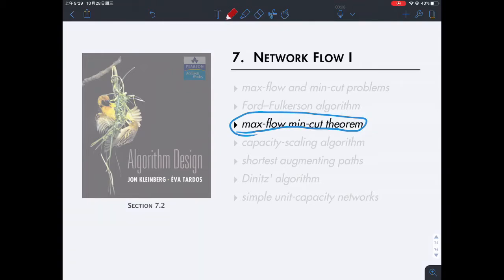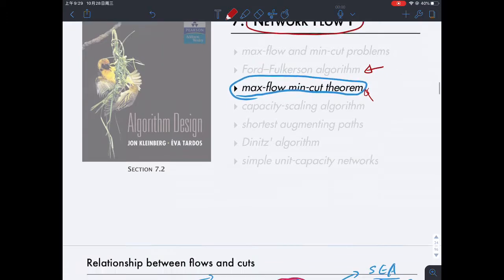All right, let's resume our discussion. Recall that we are in the network flow, and we worked through an algorithm we designed, and we are in the middle of trying to prove the correctness of this algorithm. In order to do that, we need to first establish a very important mathematical theorem, that is the max flow min cut theorem, right?